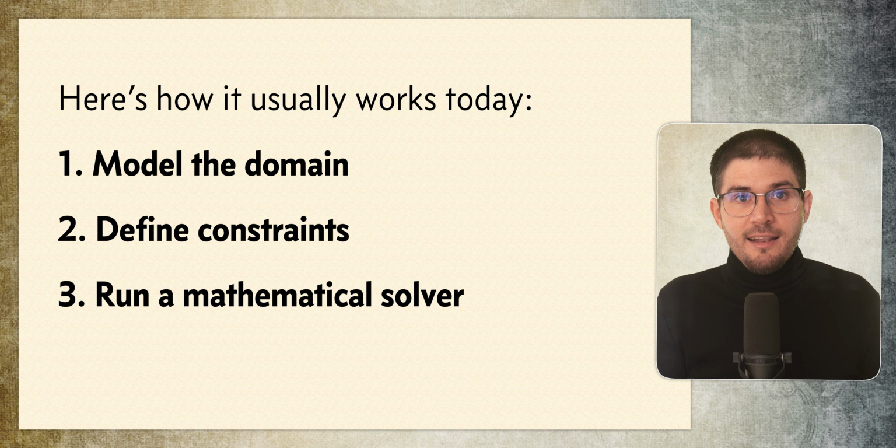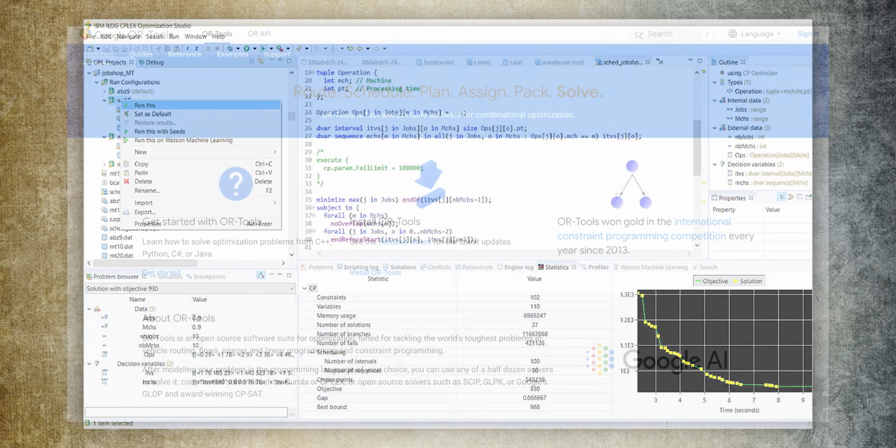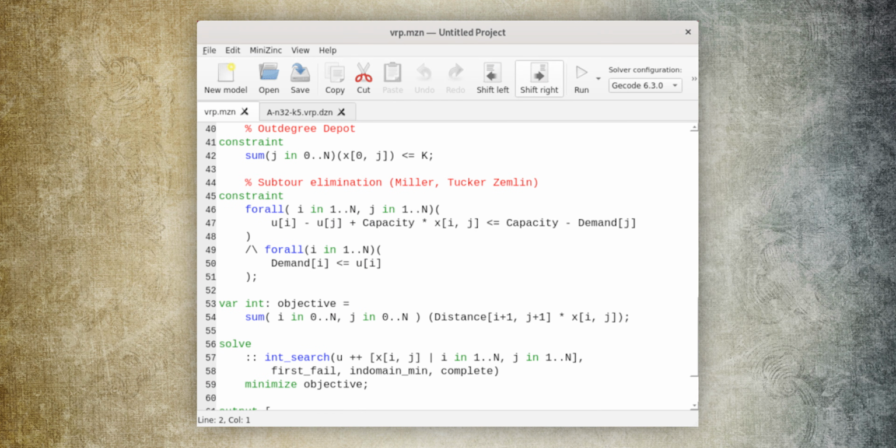Examples of mathematical exact solvers include Google's OR-Tools, which is a software suite excellent for vehicle routing, scheduling, and linear programming. IBM's ILOG CPLEX, which is a commercial optimization studio used in logistics, finance, and manufacturing for large-scale optimization. Or MiniZinc, the tool that I used when I was studying at university, I can still remember, which is a modeling language that works with multiple solvers. And MiniZinc is great for constraint satisfaction problems.